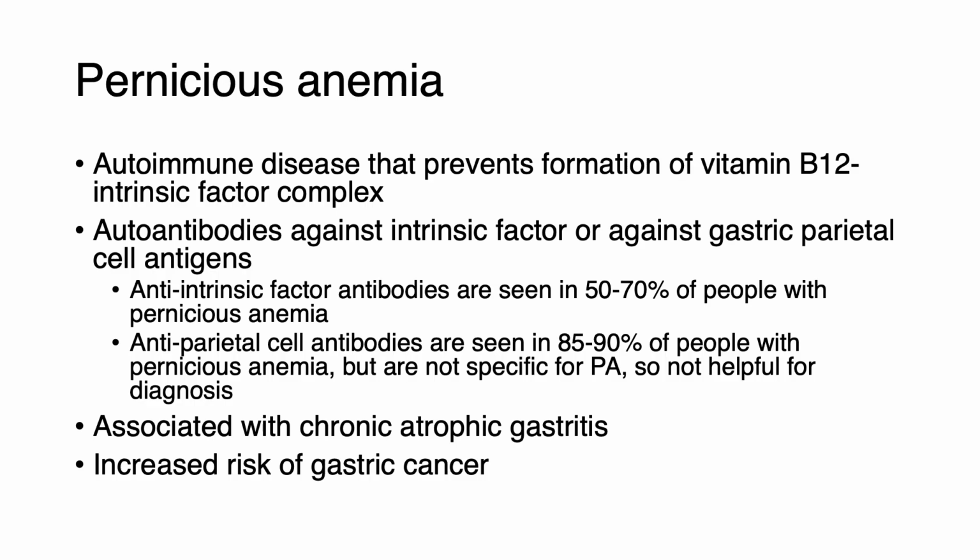Pernicious anemia is a commonly tested cause of B12 deficiency. This is an autoimmune disease that attacks the parietal cells, or it can actually have autoantibodies against intrinsic factor as well. Measuring those antibodies isn't necessarily very helpful in diagnosing this because they can be present in patients without this. It is associated with chronic atrophic gastritis and increases your risk of gastric cancer. The classic patient with pernicious anemia is also going to have other autoimmune diseases like vitiligo or Hashimoto's thyroiditis.